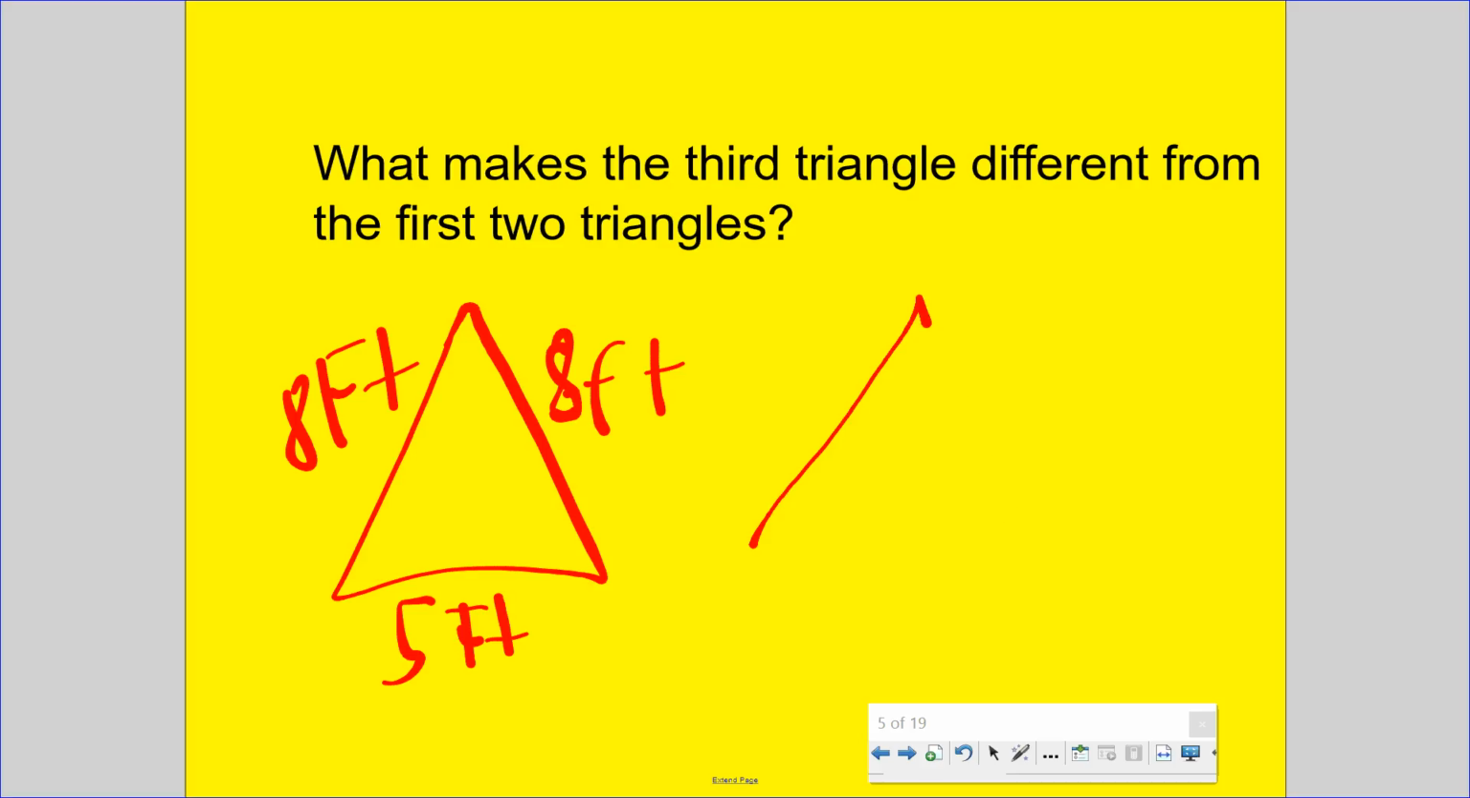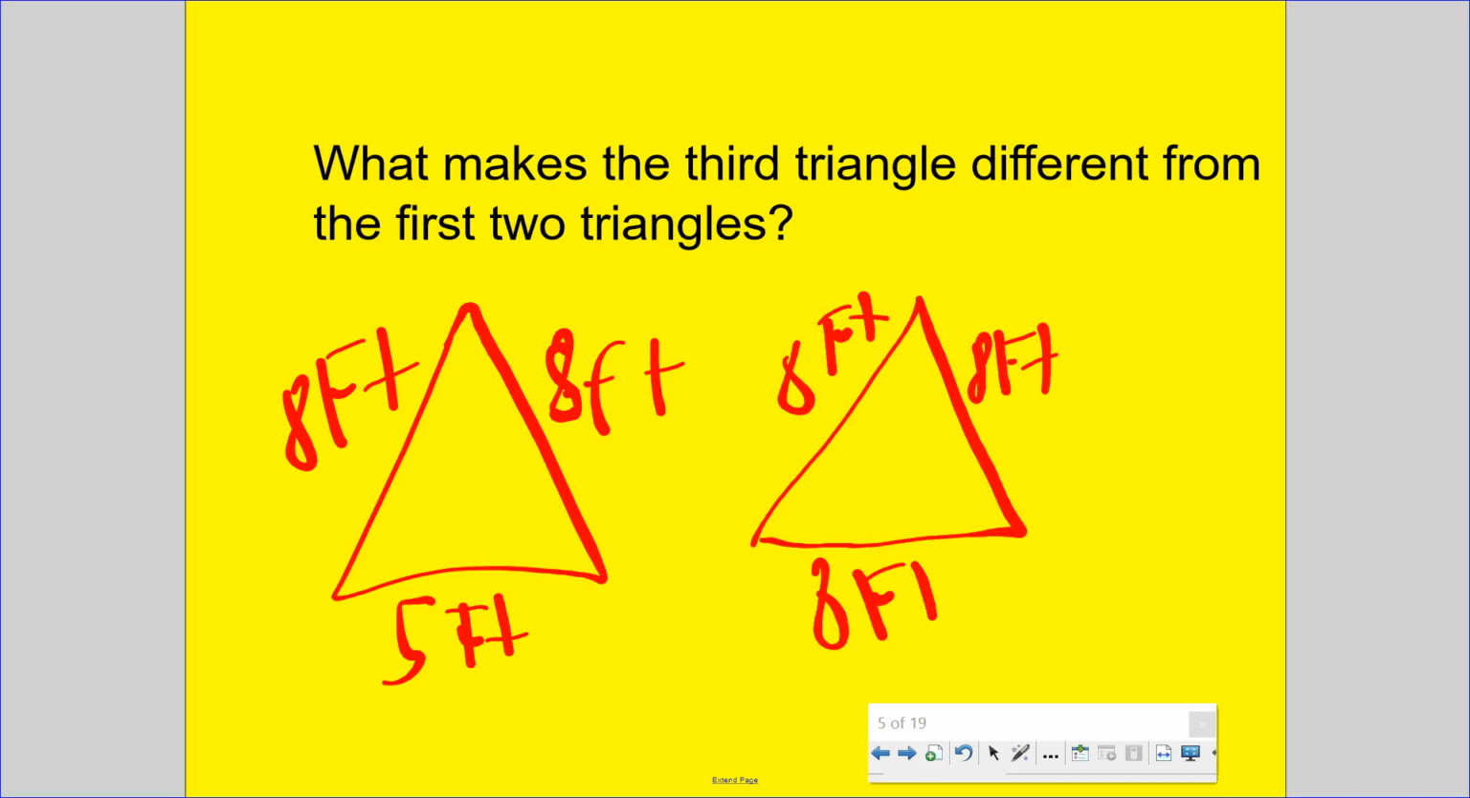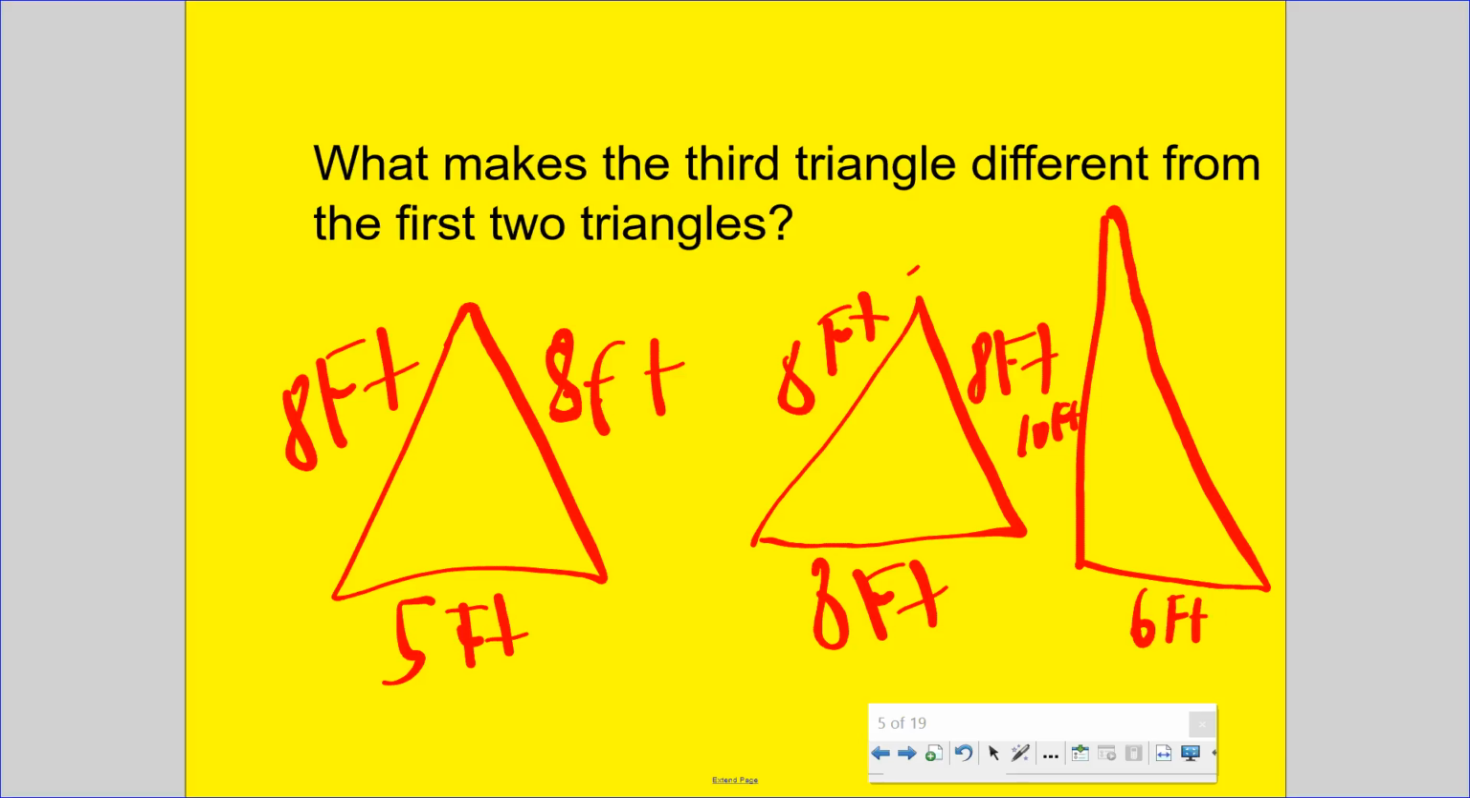Then you had another triangle where this was 8 feet, 8 feet, 8 feet. He said that since everybody has an equal distance from everybody, this is called an equilateral triangle. But the last triangle was quite different. This was like 10 feet, 6 feet. Let me fix this: this is like 8 feet, and this will be 10 feet.